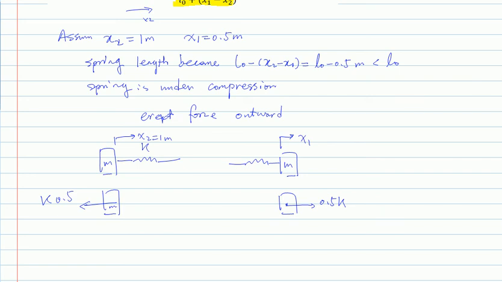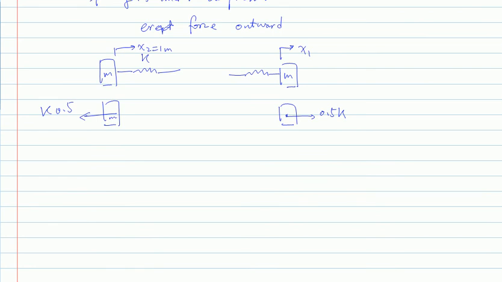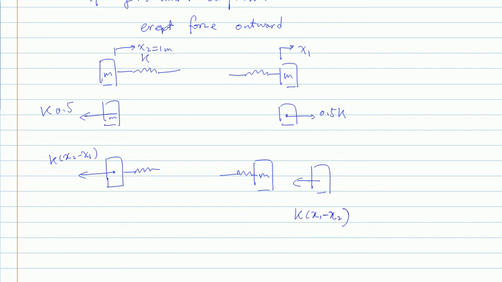So let's see how our formula does. Does our formula comply with our actual numbers here? Our formula says this side is k times (x2 minus x1), and our formula for the spring connected to this side here is k times (x1 minus x2). So that's the formula.